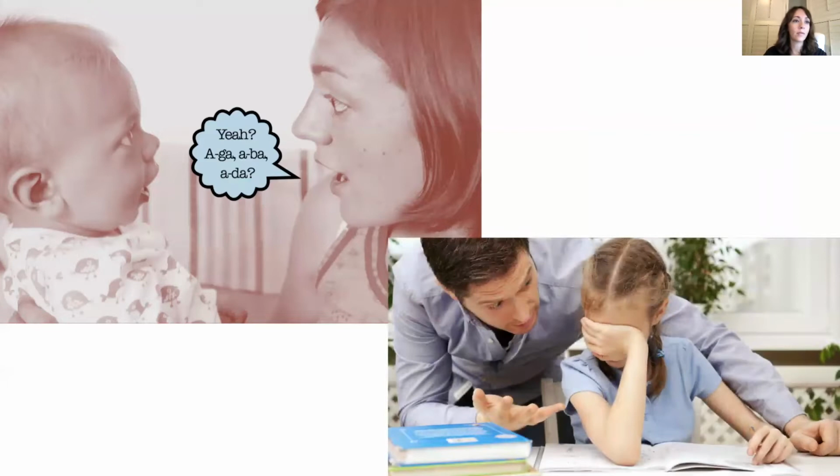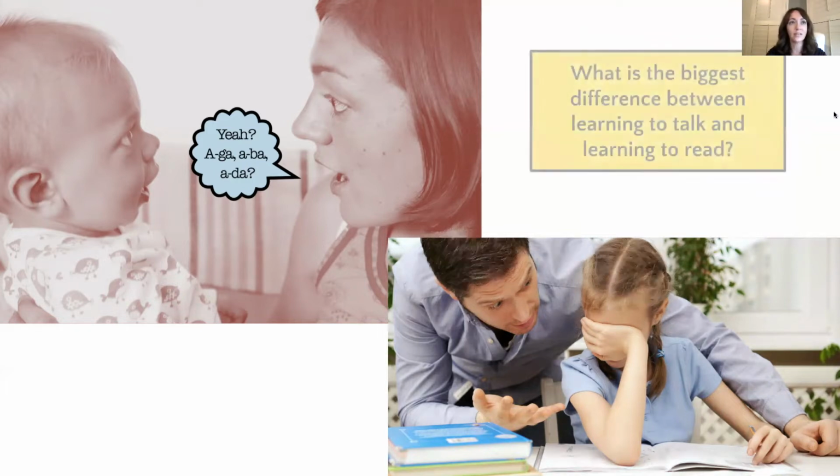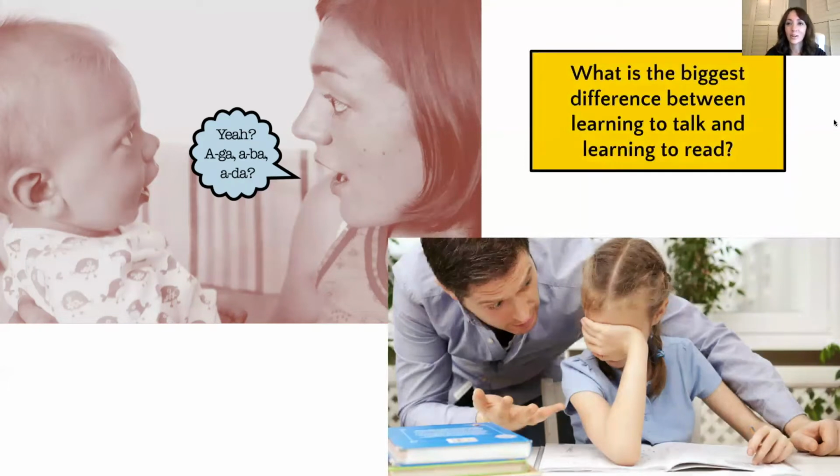But what about when we're reading with an older child and they're just not getting it, and there's a lot of frustration on both sides, and we don't have that same feeling? Why is that? Why do we have that feeling with a baby? Like, oh, they're kind of talking and we're excited about it. And then when a child is kind of reading, we're not excited about it. There's something different. What is different between learning to talk and learning to read?